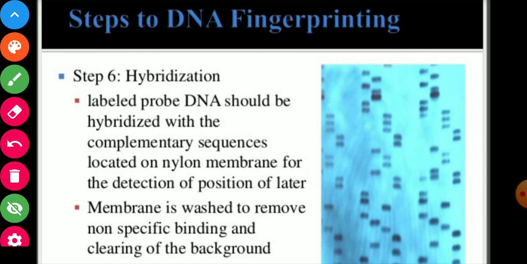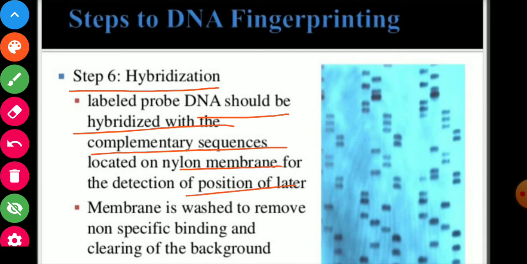That is hybridization. So radioactive probes are labeled probes. That is, DNA should be hybridized with the complementary sequences located on the nylon membrane for detection of position later. The membrane is washed to remove the non-specific binding and clear the background. So those that are hybridized will remain on the sheet, and the others, which are non-hybridized, are washed out.